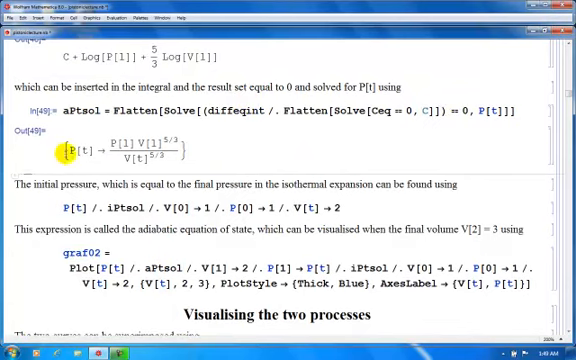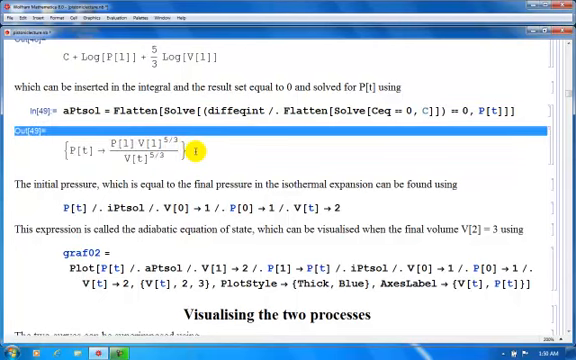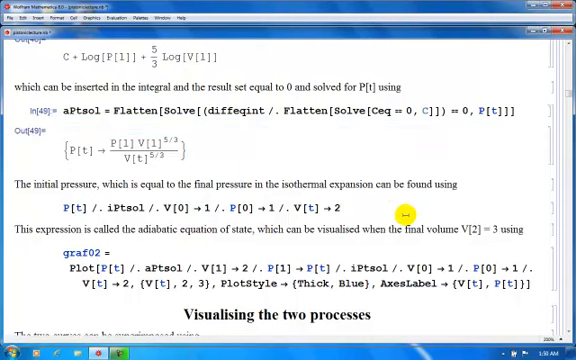And what we find is that the pressure is equal to P1 times the 5/3 power of the volume at the start of the process, and then divided by this. In other words, this quantity, PV to the 5/3, is a constant in an adiabatic process. So let's see what the final pressure is.